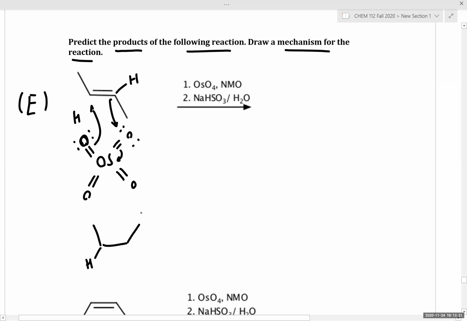Now, since this addition occurs with syn stereochemistry, our diol will end up on the same face. Does everyone notice how both of our alcohols are on the same face?